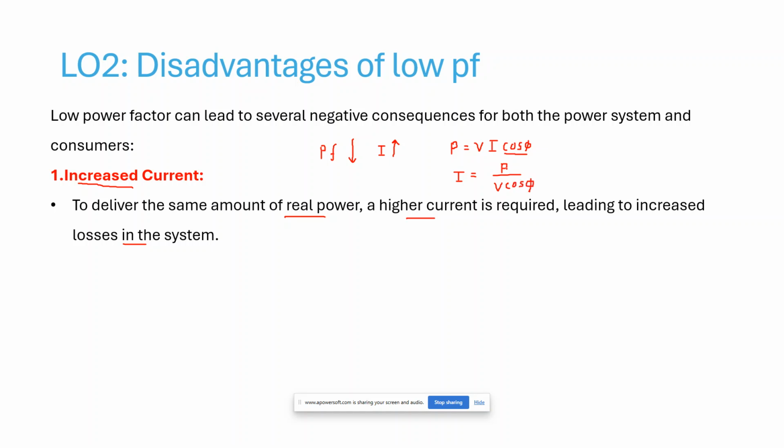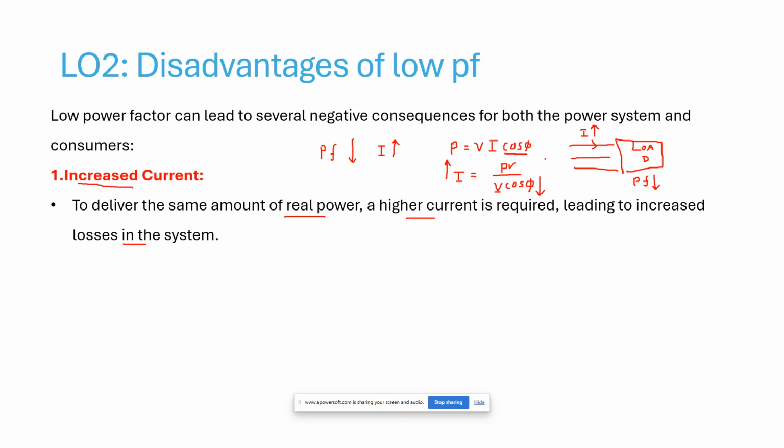Now in this equation, P is constant and V is constant, both are not varying. Only the power factor is varying. If the power factor is decreasing because of inductive load or capacitive load, then the current will be found to increase. Suppose I have a transmission line and a load, and if the power factor of this load is decreasing, then the current in this line will increase.